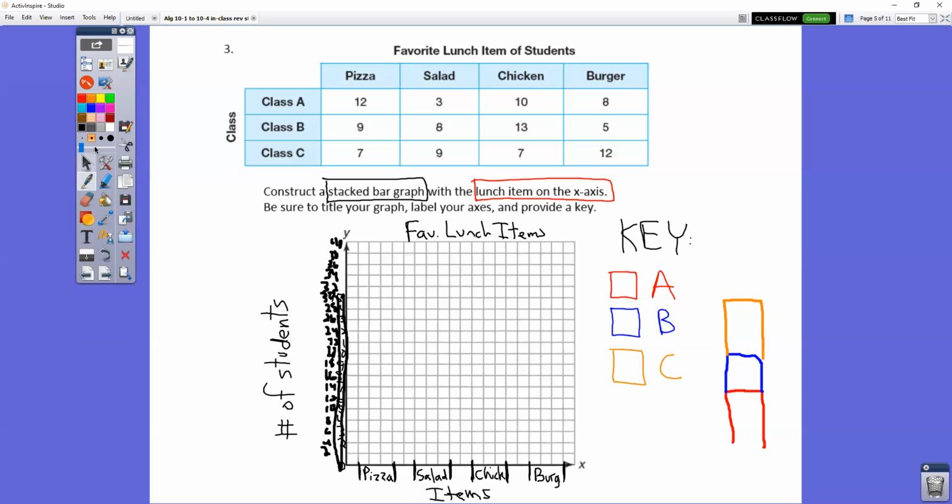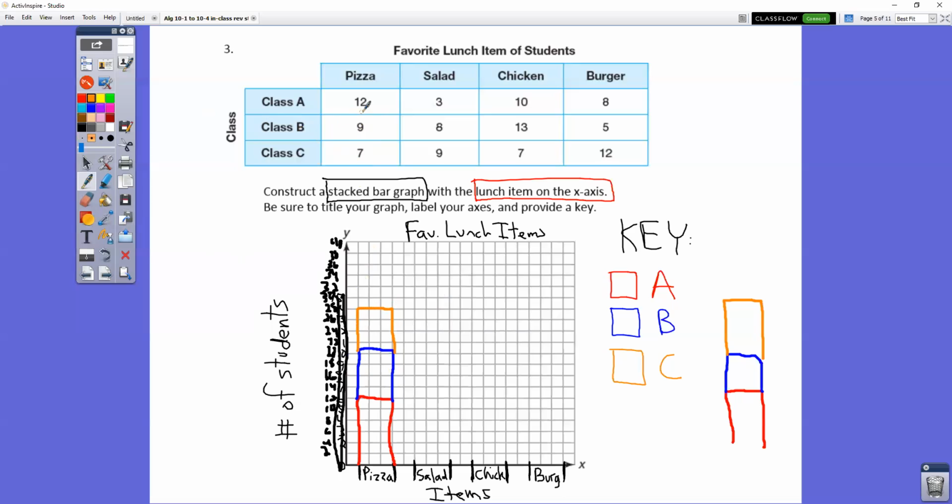So for pizza for Class A, it is 12. So I'm going to go up to 12 for pizza. And then for class B for pizza, it is 9. So 9 plus 12 is 21. So I got to go up to 21. And then 21 plus 7 is 28. So I need to go up to 28 here. There's my stacked bar graph.